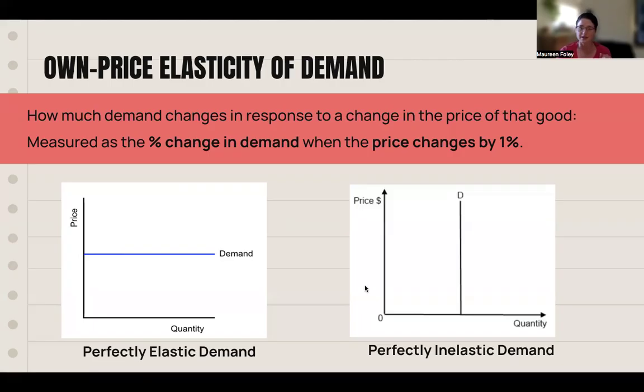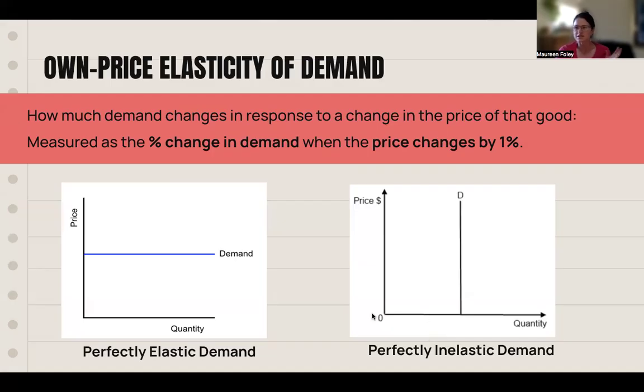Perfectly elastic demand doesn't really exist. Perfectly inelastic demand would look like this. It would look like a vertical line. And what that means is that you could charge anything you wanted for that good and you would still sell the same quantity. You would still sell the same quantity if you charged $1 million for something. That would be something that's perfectly inelastic. Quantity demanded does not change at all with price.